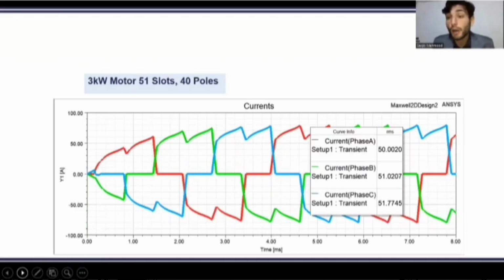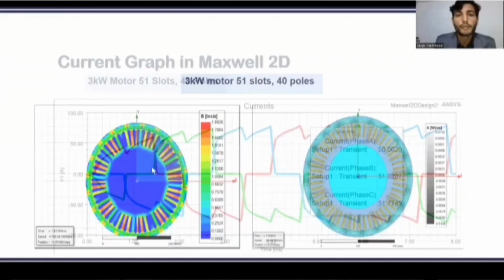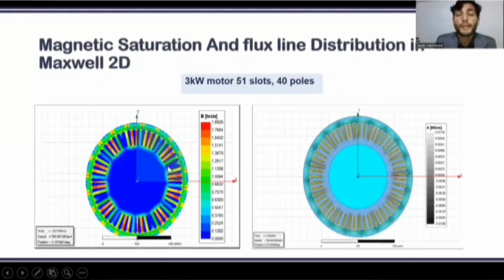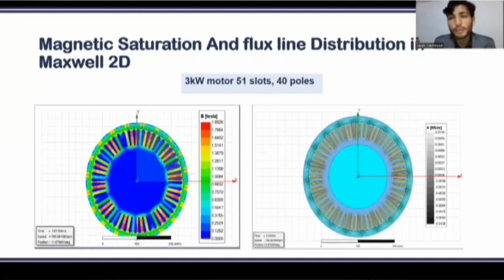So this is the current. Actually, this model was drawing 50 ampere of current, which is way less than the 80 amperes drawn by the other model of 24 slot and 8 pole motor. So this was the advantage in current rating. The magnetic saturation in this model was up to 1.89 Tesla, which is pretty low and below the standard of 2 Tesla. And we can see that the flux lines are distributed uniformly and are moving through the stator and the rotor steel.